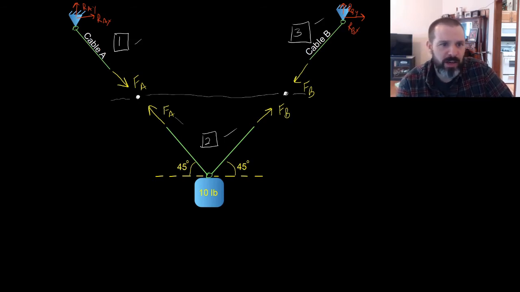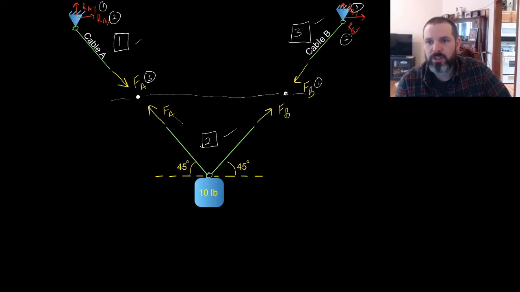Now, if we look at piece 1, instead of having four unknowns like we were looking at externally, we now have 1, 2, 3 unknowns. And the same is for part 3. We have 1, 2, 3 unknowns. So wonderfully, we now have the number of forces equal to our equations of equilibrium.